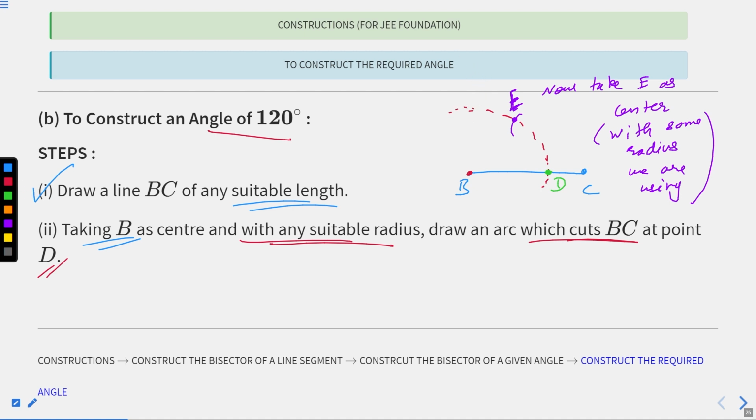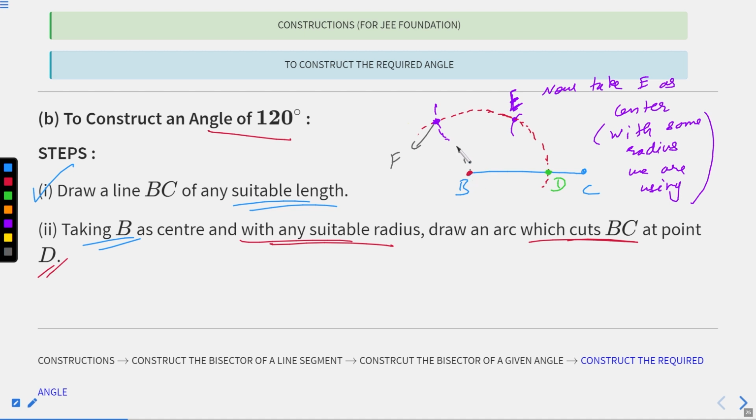So let's say the arc is further like this. So the original arc was like this. Now taking E as a center with the same radius, the new arc will also cut somewhere here, and this point we name it as F. Let me use another color. This point is F.